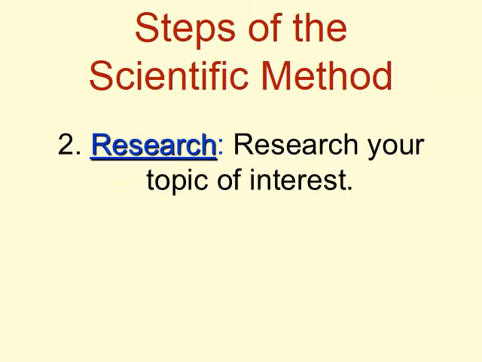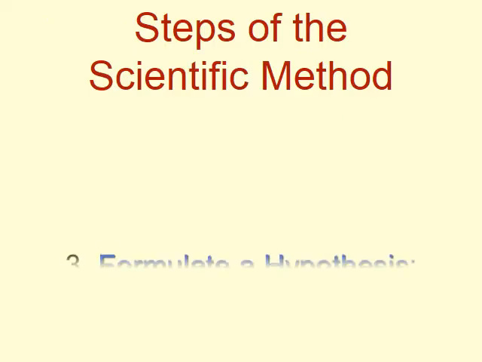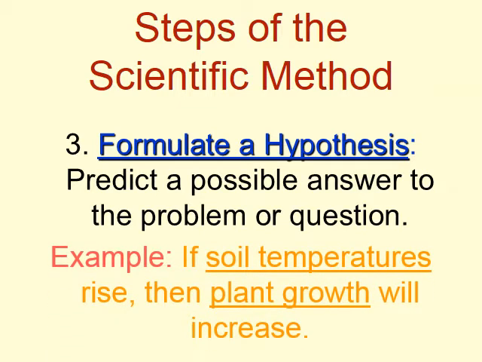The second step is research. It's important that you research your topic of interest so you can make a knowledgeable hypothesis. Do you remember the next step? That's right, hypothesis. In order to make a very strong hypothesis and make a strong prediction, you have to be knowledgeable about the topic, your topic of question, or the problem that you stated. The best way to do that is research, not only to rely on what you already know about the topic, but to do some research: interviews, internet, library.